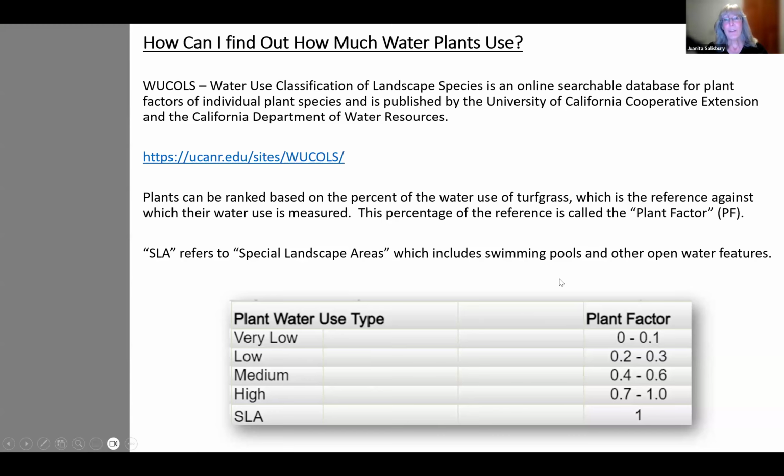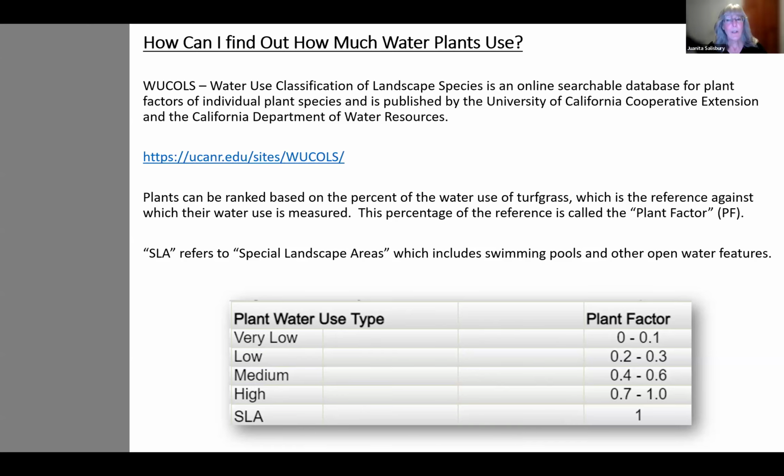And how can you find out how much water plants use? Super easy to use website here. The Water Use Classification of Landscape Species is an online searchable database for plant factors of individual plant species and is published by the University of California Cooperative Extension and the California Department of Water Resources. Basically, it's a ranking of plants. They use a lawn as a standard. So a lawn is 100%, and then plants are ranked based on that.